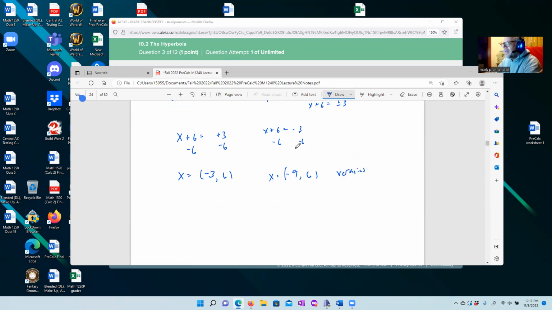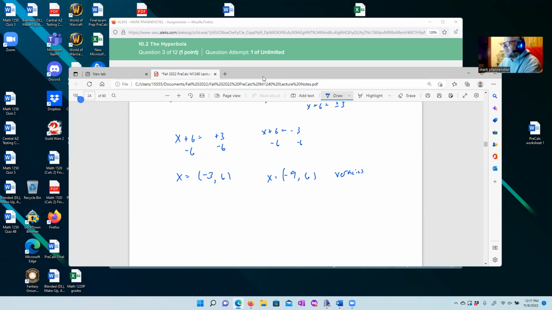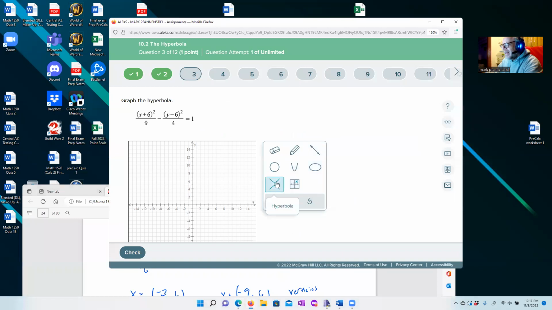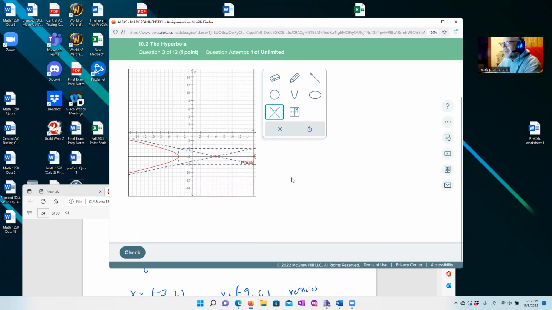All right, so let's see here. Let's go ahead and plug in, have it ask us the next thing. So where is the center? We are at negative 6, 6. Okay, so we'll see if we can't. I hope you guys have a much easier time with this than I do. Okay. All right, now vertices.